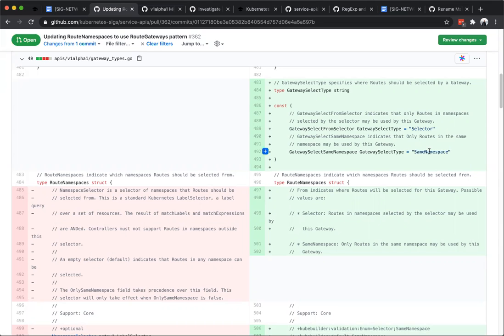Maybe that's a thing. I think a really obvious point of extension that I almost added here would be a from anywhere option. Technically, you can accomplish that with from selector and then empty selector. So I left that. But I think from anywhere is a very obvious next step. What does from anywhere mean? Any namespace. Oh, I see. This is in the concept of route namespaces. I see.